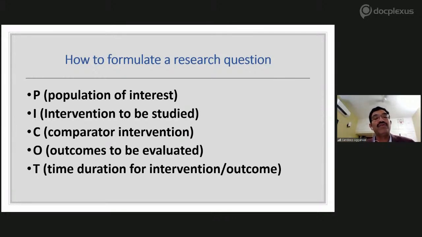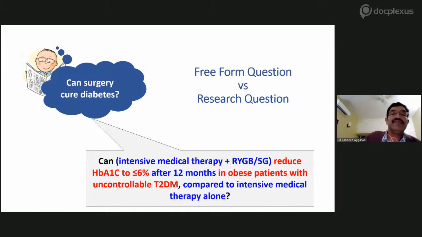These are the general guidelines of how to formulate a research question: you talk about the population of interest, in the PICOT format. I stands for intervention, C for a comparator or a control group, O for outcomes which need to be evaluated, and T is the time duration. So if you look at this topic, one can have a simple question like, can surgery cure diabetes? Or you can have a more structured question: can intensive medical therapy plus bariatric surgery, that is the intervention, reduce HbA1c, which is the outcome, after 12 months, which is the time duration, in obese patients with uncontrollable type 2 diabetes, that is a defined population, compared to intensive medical therapy alone? So intensive medical therapy is the comparator.